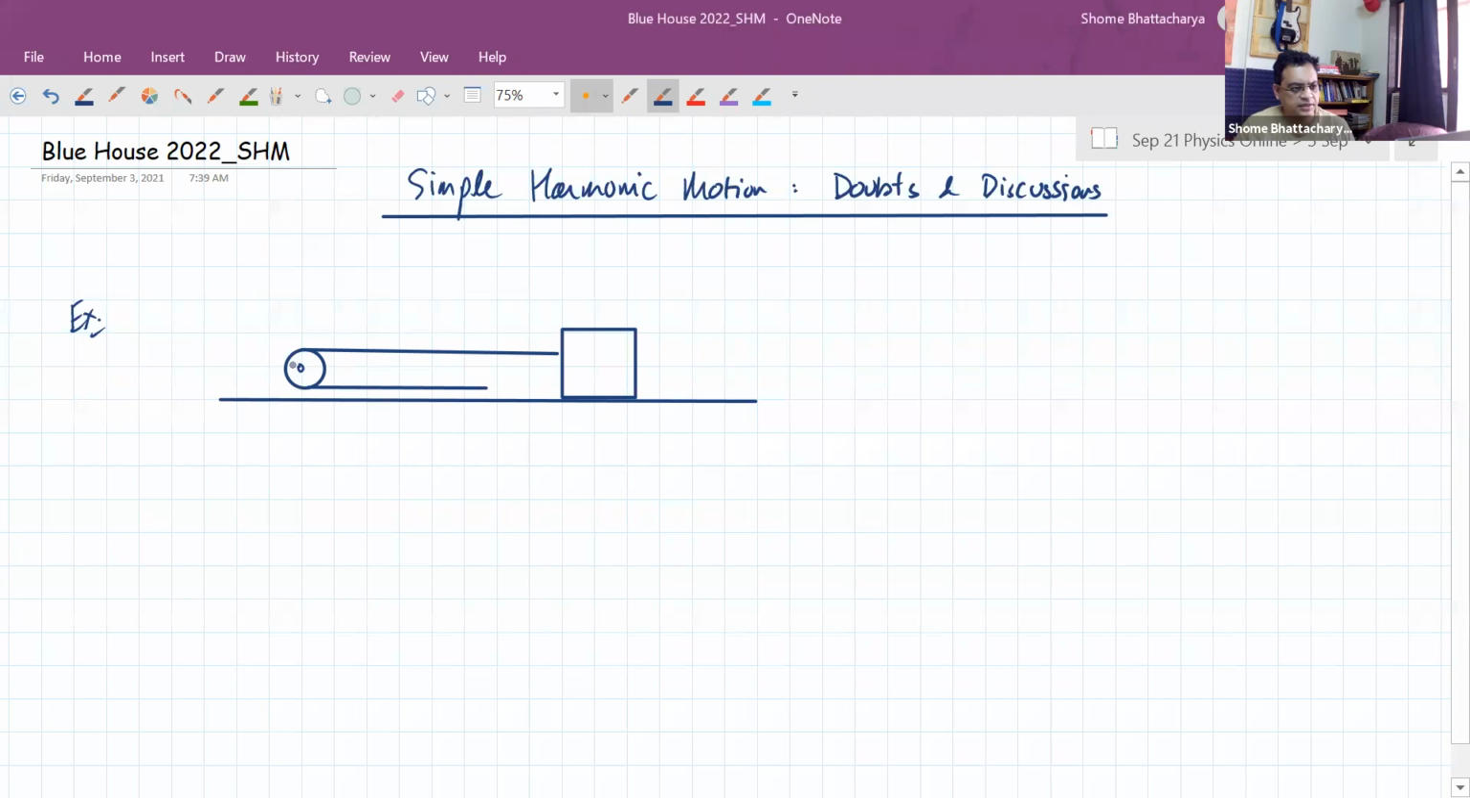Now we have a spring attached, and this is also fixed to the ground. So this is a block of mass M on a frictionless surface. There's a spring of constant K attached over here to a wall. Now the system is initially at rest with the spring at natural length. Now what we do is we start applying a constant horizontal force F like this.